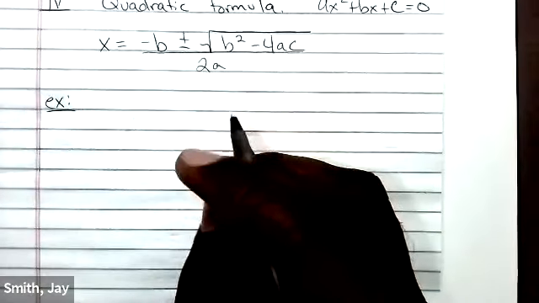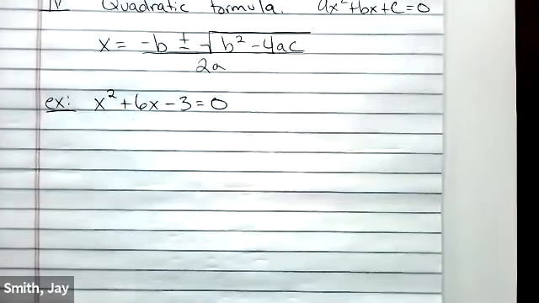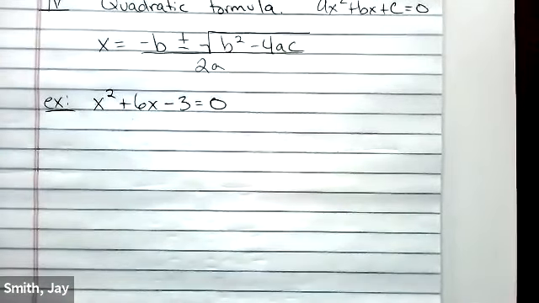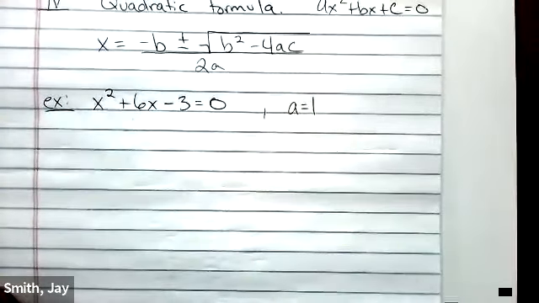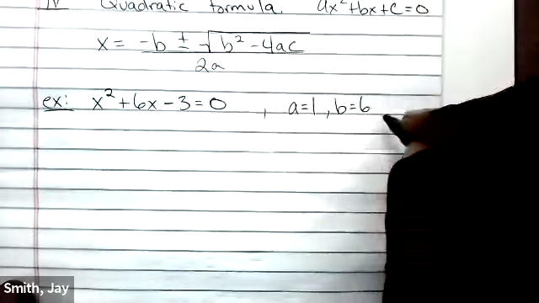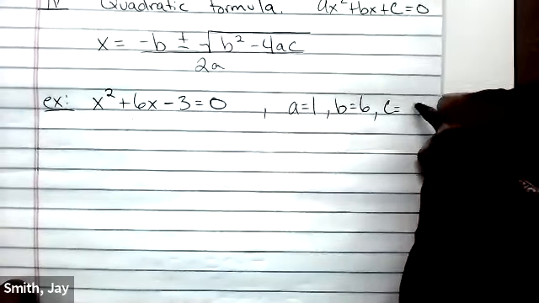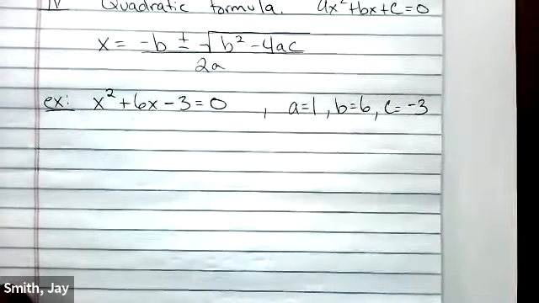All right, so if we're given the quadratic x squared plus 6x minus 3 is equal to 0, first things first, we need to label our a, our b, and our c. So here my a is the number in front of the x squared term, 1. My b, the number in front of the x term, 6. My c is the constant, or the number by itself, which in this case will be negative 3.